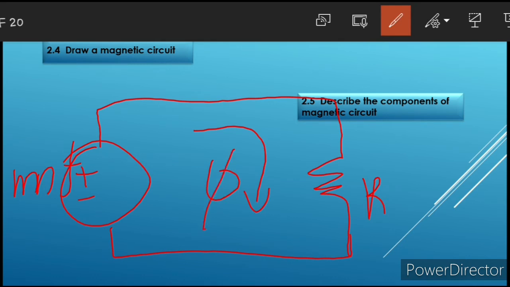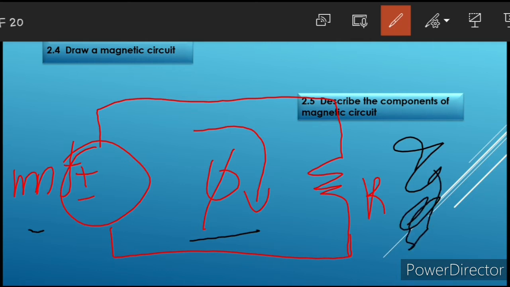So this one is our reluctance, and this one is our magnetic flux, and the source is the magnetomotive force. In an electric circuit, this reluctance R is known as resistance, and this magnetic flux is also known as I, or current, and this MMF is known as EMF, or the electromotive force.